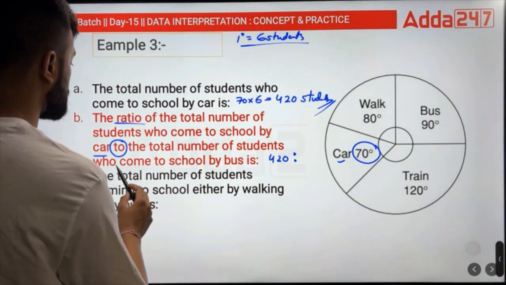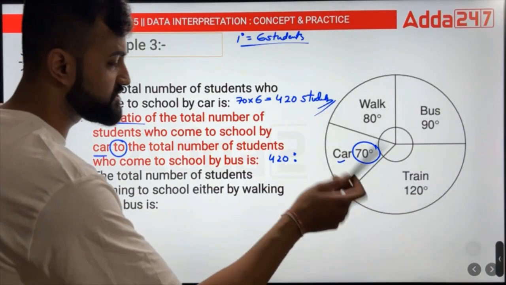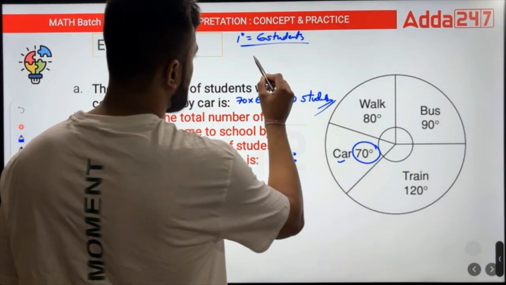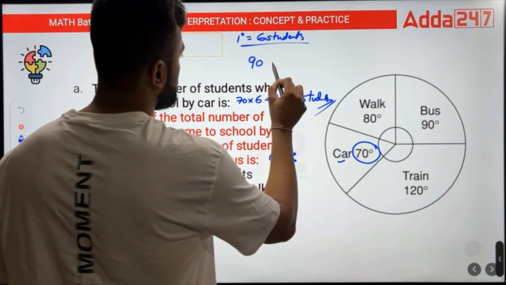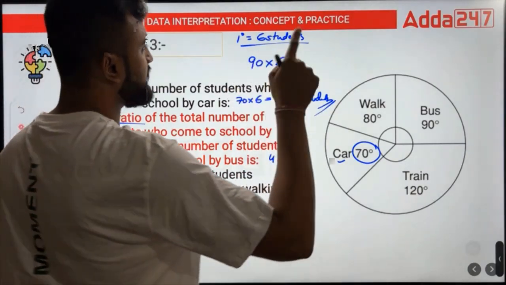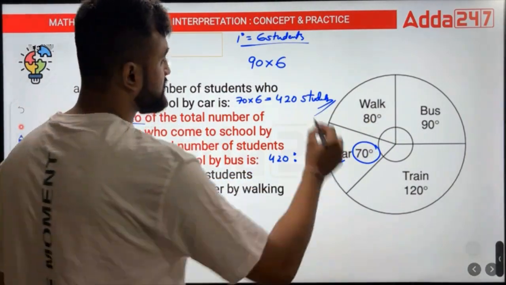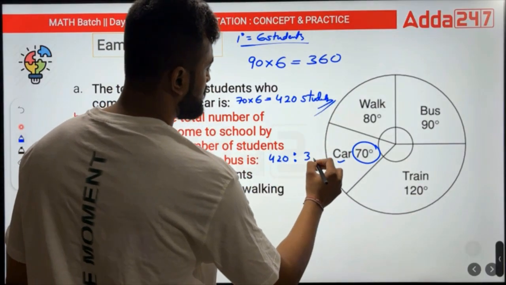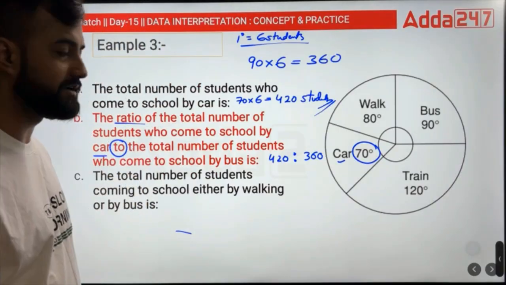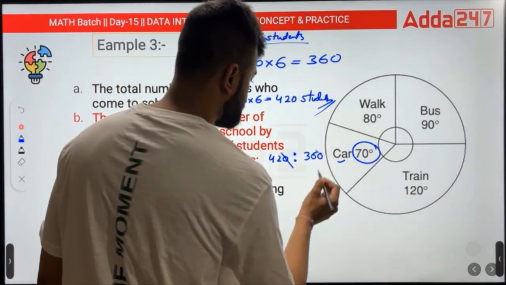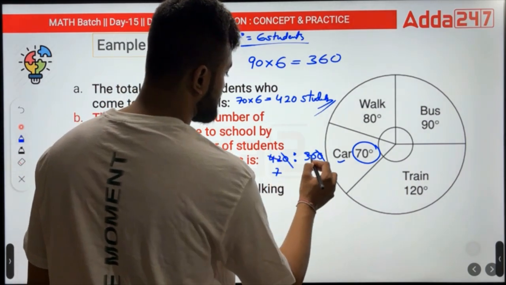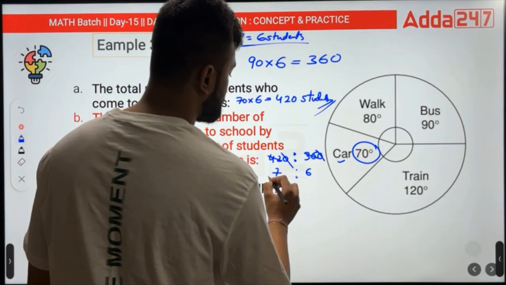To the total number of students who come to school by bus. By bus, how many students are coming? You would say, sir, 90%. So 90% value will be how much, sir? 90 into 6 I have to do, because 1 degree is 6 students, 90 degree will be 90 into 6. That means 360. So just write 360 out here. Now as it is a ratio, we need to cancel it. So we cancel 0, 0. We can cancel with 6. 6 7s are 42. 6 6s are 36. That means your answer is 7 is to 6.